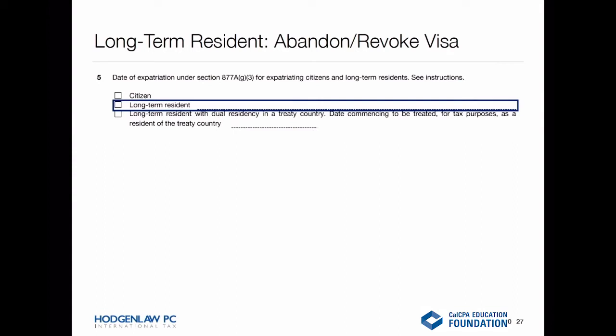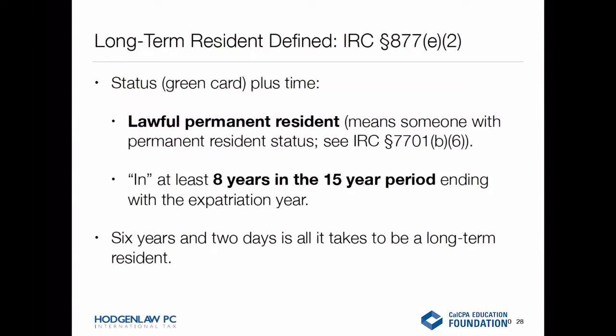Okay, next, long-term residents. So long-term residents are a special subset of green card holders or lawful permanent residents. Basically, it means someone who has had their green card for a certain requisite amount of time. So you have the green card status plus the time criteria. And the time criteria is that you must have had your green card status in at least 8 years in the 15-year period ending with the expatriation year. And let's take a look at a diagram on the next slide.